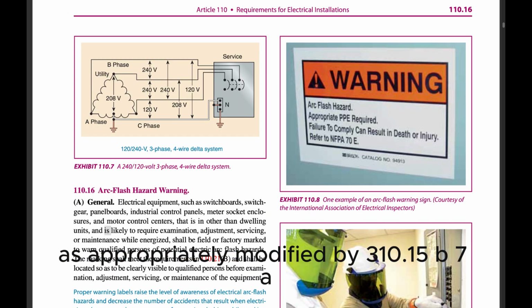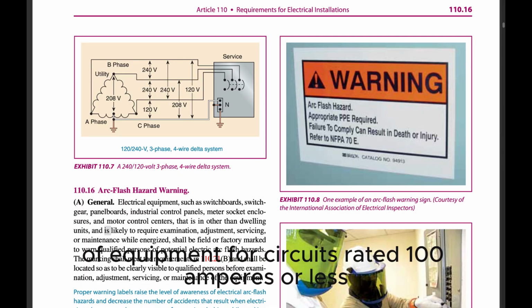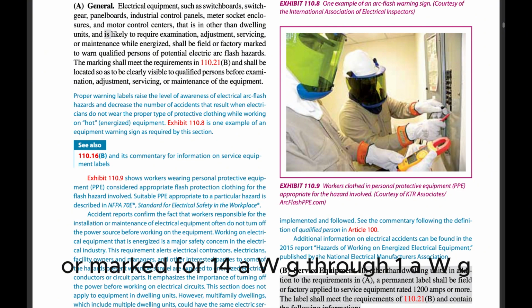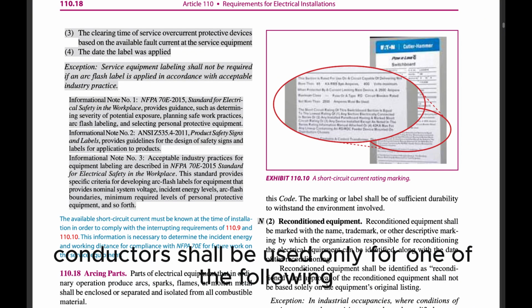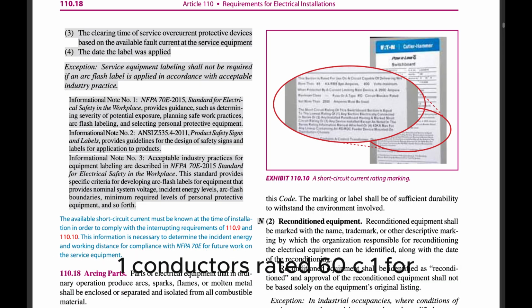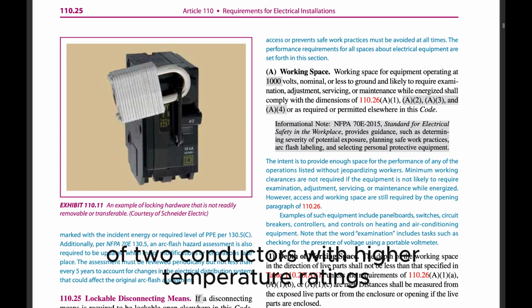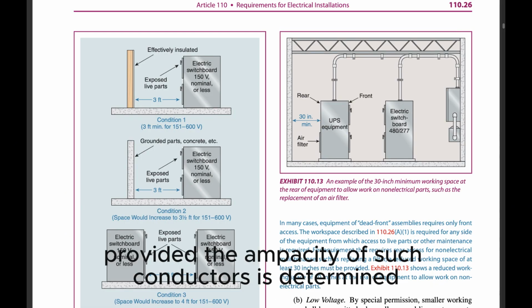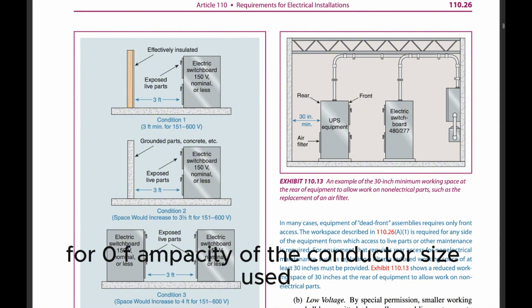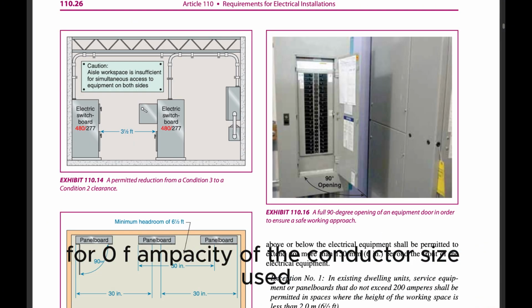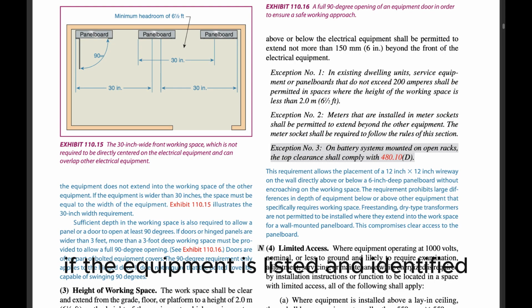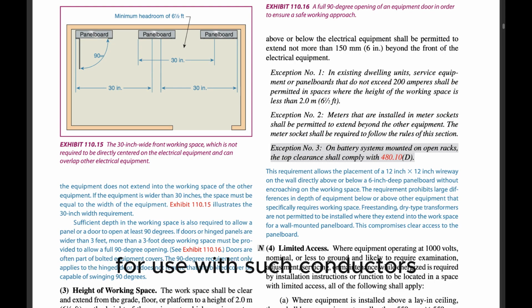310.15(B)(7). Termination provisions of equipment for circuits rated 100 amperes or less, or marked for 14 AWG through 1 AWG conductors, shall be used only for one of the following. (1) Conductors rated 60°C (140°F). (2) Conductors with higher temperature ratings, provided the ampacity of such conductors is determined based on the 60°C (140°F) ampacity of the conductor size used. (3) Conductors with higher temperature ratings if the equipment is listed and identified for use with such conductors.